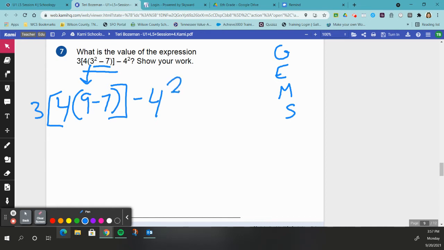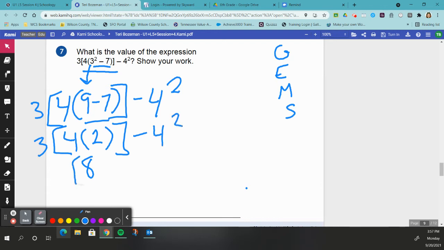All right, so I'm not done with my grouping symbol, so I don't move on to my next exponent just yet. So I have 9 minus 7. 9 minus 7 is going to be 2. Anytime you have a number next to a number that is in parentheses, you're multiplying. So 4 times 2 is 8. Sorry, I forgot to bring down the rest of my expression. Brackets work the same way as parentheses.